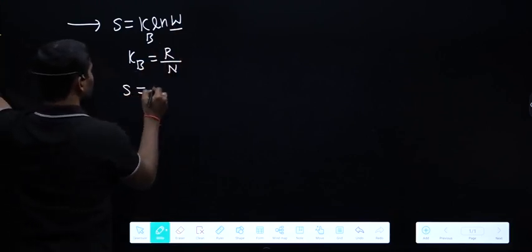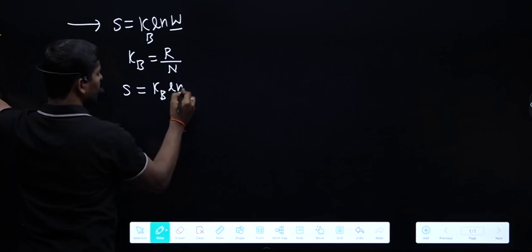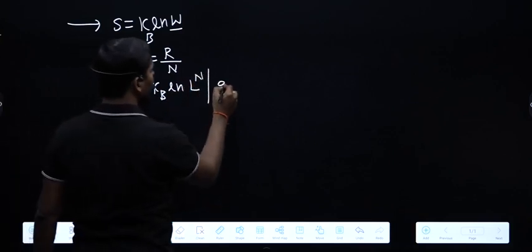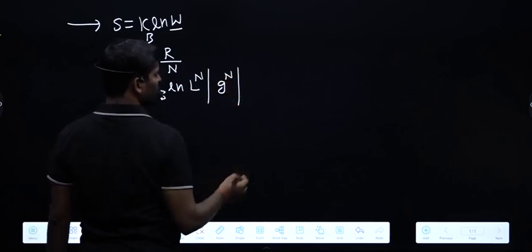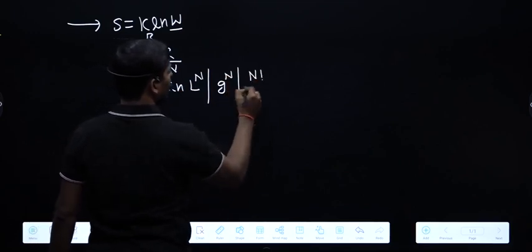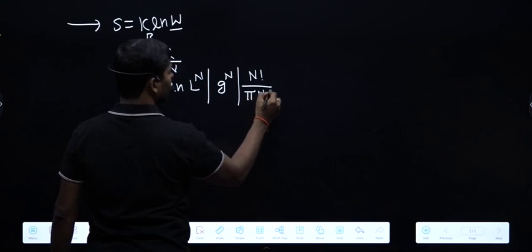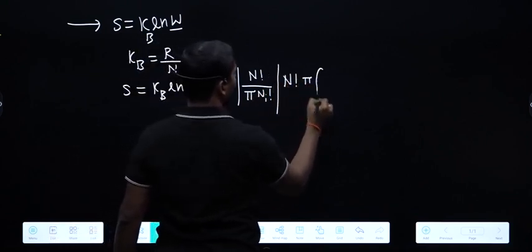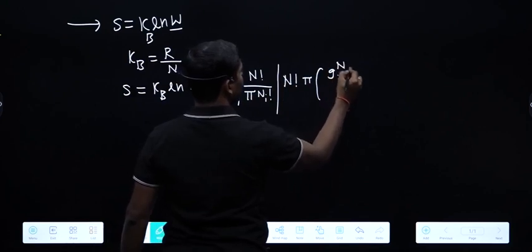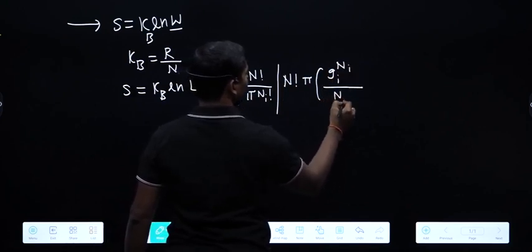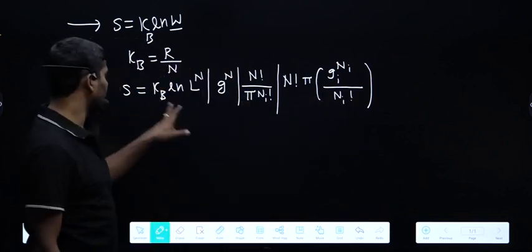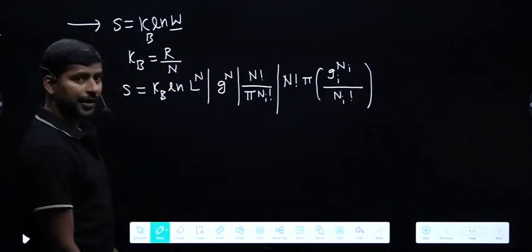So S is equal to KB ln W, and based on the data given, we can use W as L power N or G power N, or N factorial by product of Ni factorial, or N factorial into product of Gi power Ni by Ni factorial. These are the four cases we discussed previously.